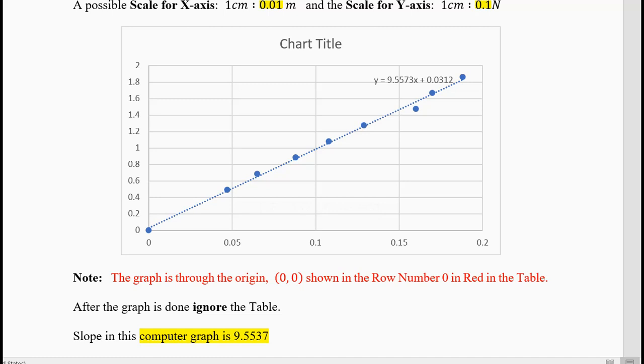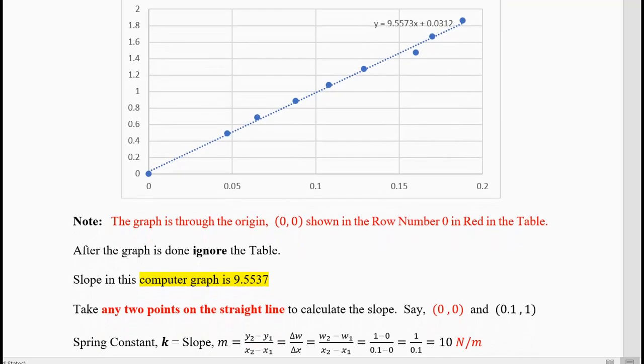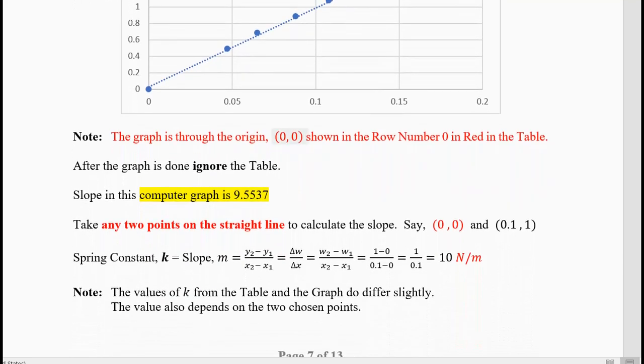So your 0, 0 is the first point. Then put all the points after round off, because the graph paper is small, so we have to use a round off for the hand drawn graph. In a computer graph, you can feed all the numbers and the computer will also do a round off without informing you. Now the graph is through the origin 0, 0, shown in row number 0 in red in the table. After the graph is done, ignore the table.